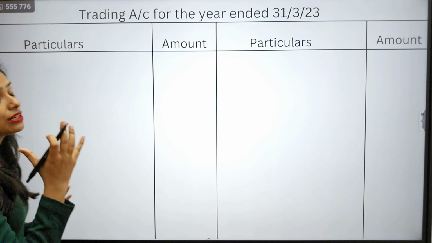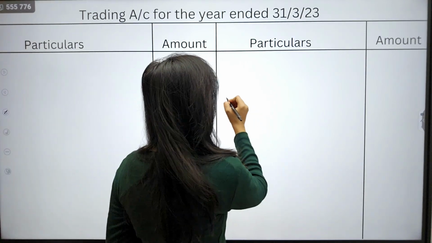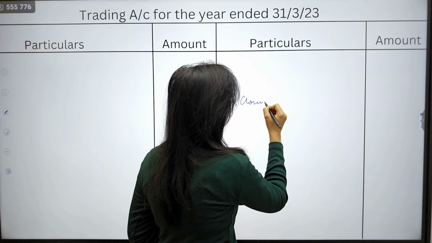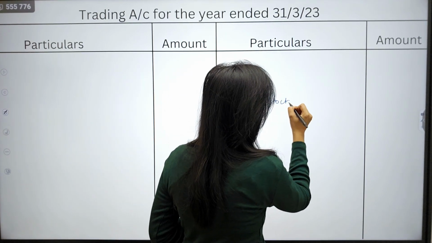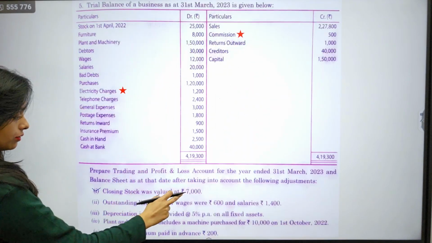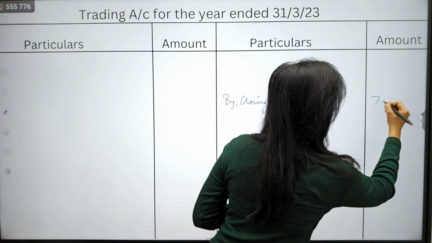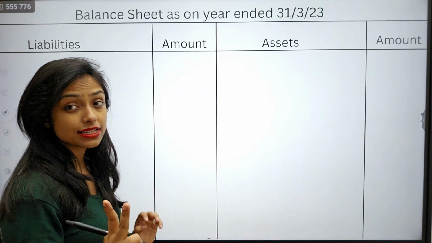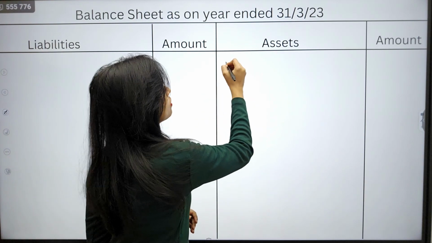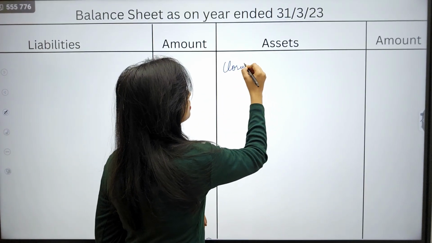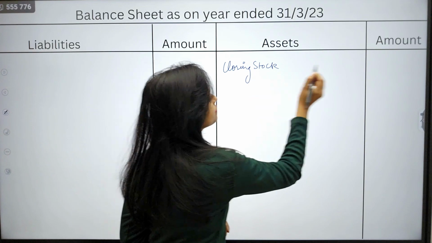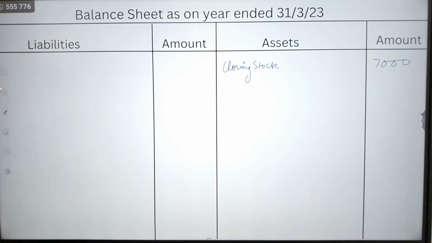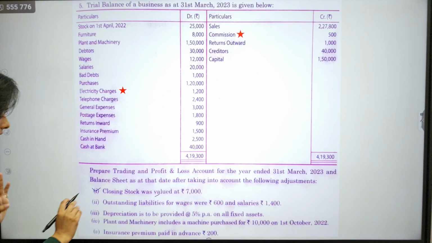So the first place that we are going to adjust closing stock is in the trading account. We are going to write this on the credit side. So we will write by closing stock. How much was the closing stock? It was 7,000 rupees. So we will write 7,000 over here. After that, the second place that we are going to write it in is the asset side. Because we are going to sell this in future, right? And this is going to provide me some benefit. Hence, I write it as an asset. 2 places we have done this.